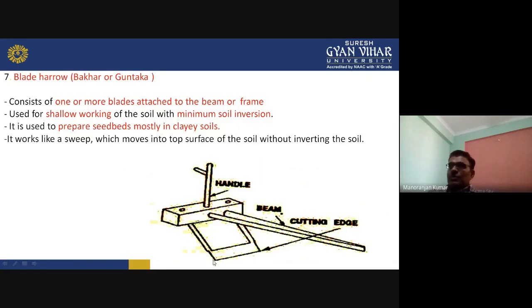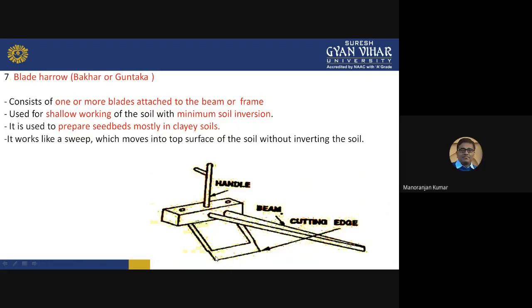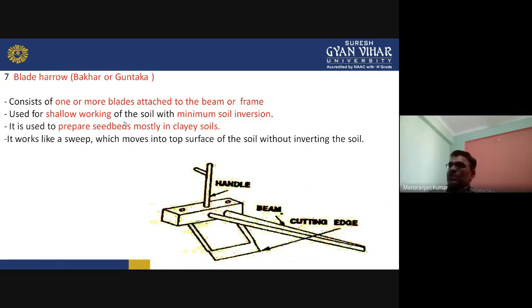It consists of one blade or more than one blade, attached to the beam or frame. It is used for shallow working of the soil with minimum soil inversion. It is used to prepare seed beds, mostly in clay soil. It works like a sweep, which moves through the top surface of the soil without inverting it.